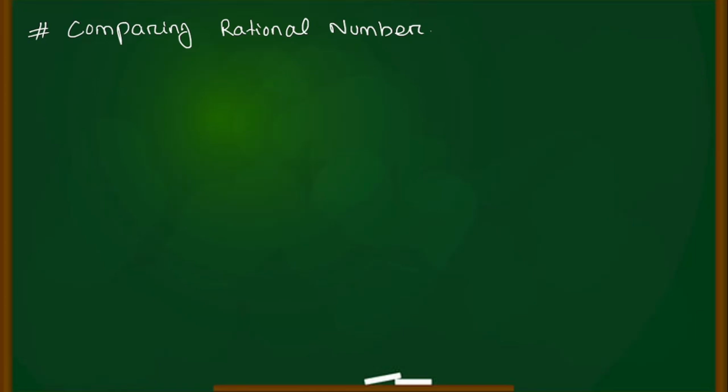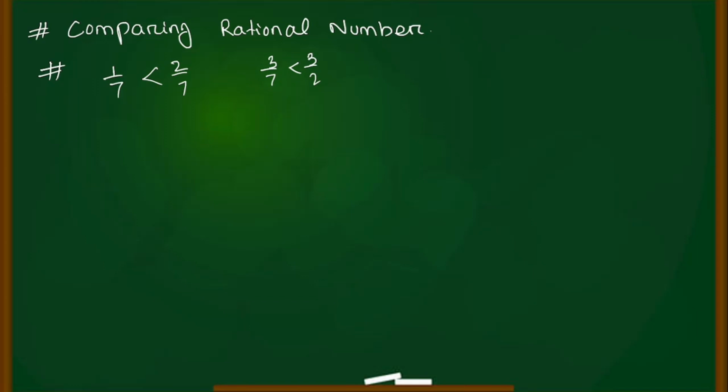Okay. So before, in class 5, we already know that if the denominator is the same, that is 1 by 7 and 2 by 7, which one is greater? The numerator is bigger, that one is greater, that is 2 by 7 is greater, yes or no? If the numerator is the same, suppose 3 by 7 and 3 by 2, which one is greater? The denominator is smaller, that one is greater, that is 3 by 2 is greater, yes or no?